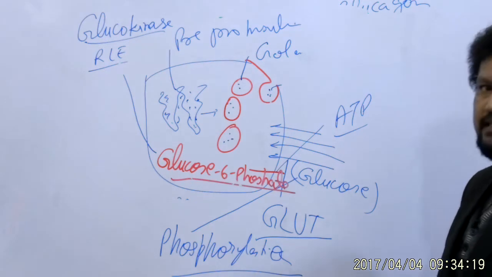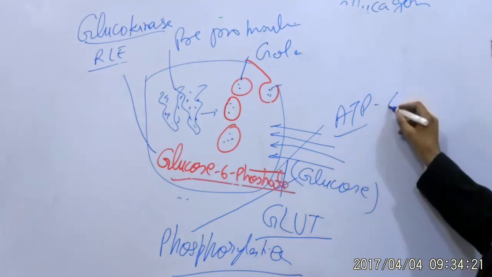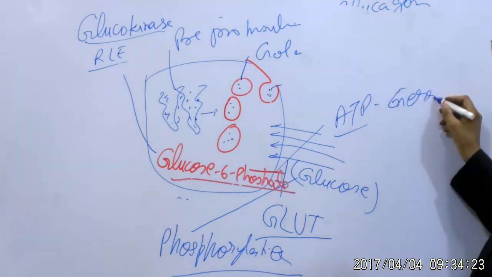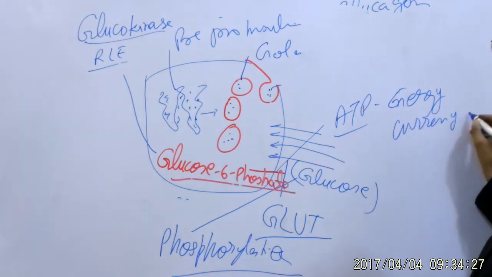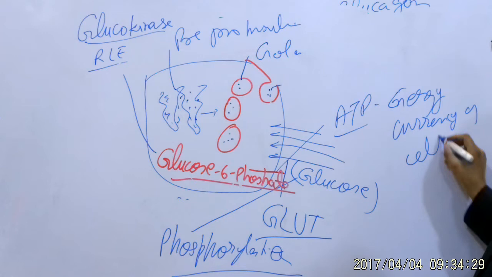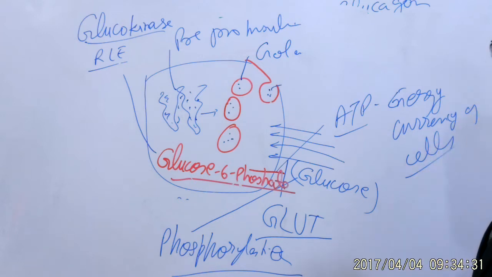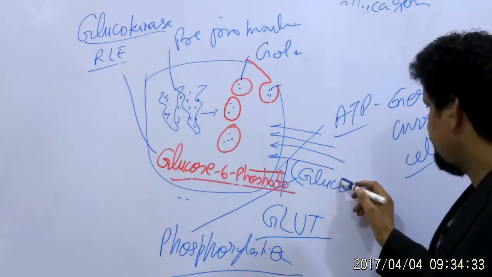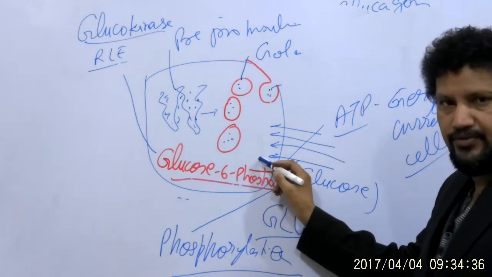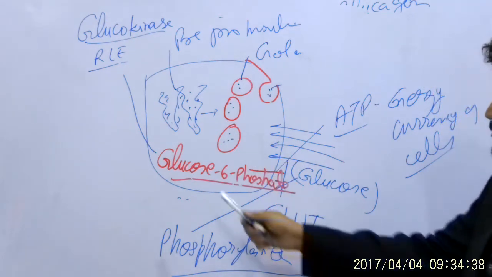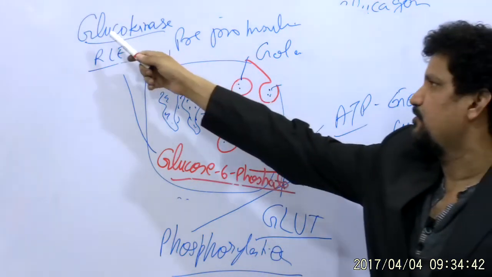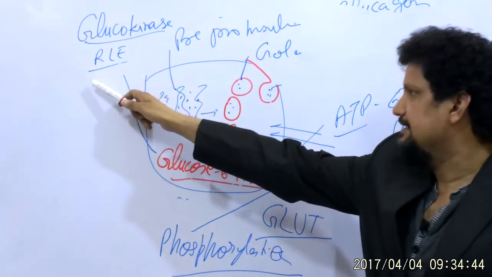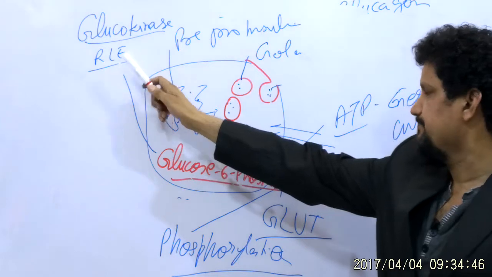ATP, the energy currency of the cell. Now, glucose is entering the cell by diffusion. It is converted into glucose 6 phosphate by phosphorylation by the enzyme glucokinase, which is a rate limiting enzyme.